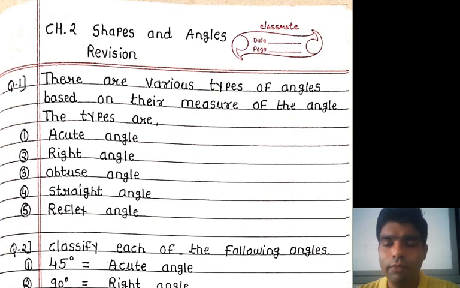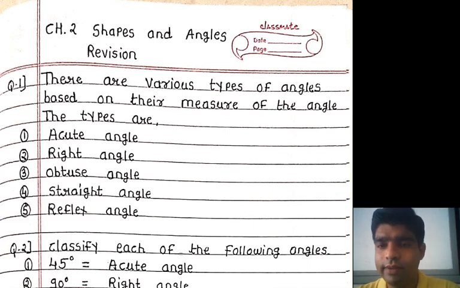First of all, start from the acute angle. Now we have to define the acute angle. An angle whose measure is in between 0 to 90 degrees, otherwise less than 90 degrees, this type of angle is called an acute angle.